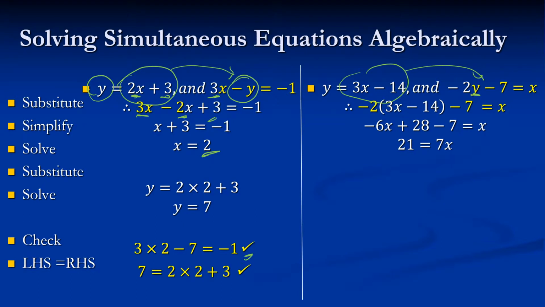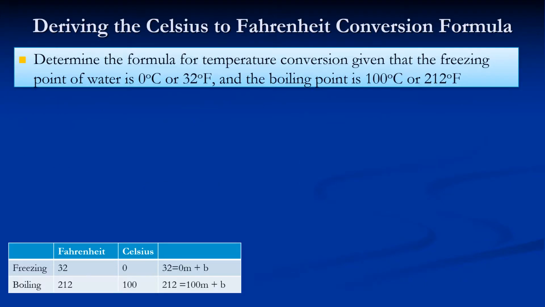We can simplify that. So 21 equals 7x, and therefore x should equal 3. Then we just substitute in that x value into a simpler equation. So 3 times 3, or 3x, take 14 equals y. And so y should equal what? 9 take 14, which is -5. To do our check, then we just substitute in this case is -2 times -5 take 7, and that should equal 3. Yeah, -2 times -5 is 10, take 7 equals 3.